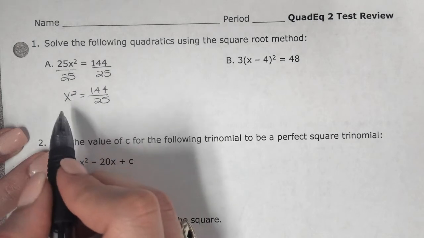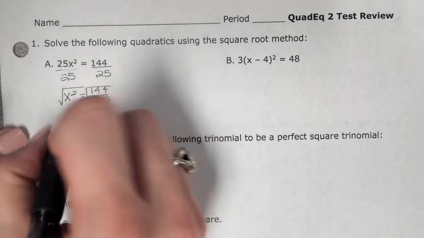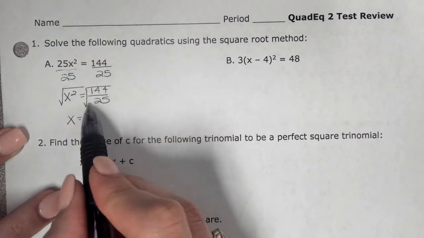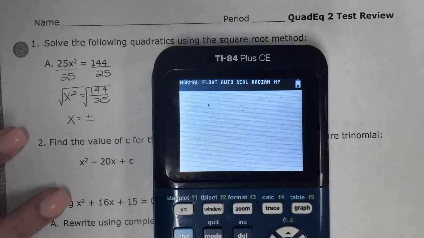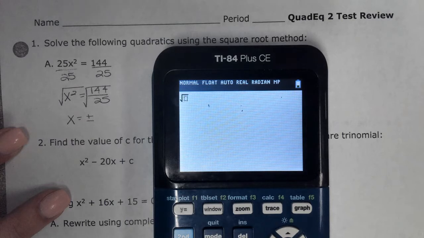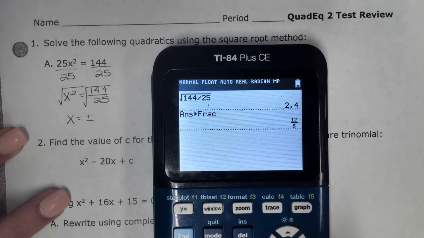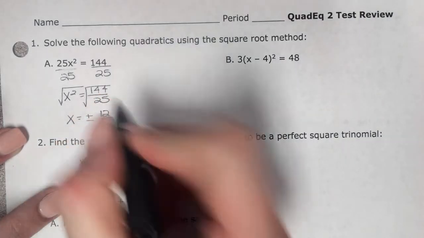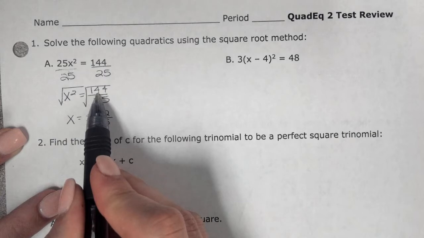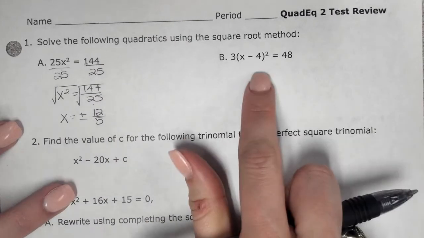To get rid of the squared, we square root. So you get x equals, anytime you square root, you have to take the positive and the negative. And you can just type this straight in. So second, square root, 144 divided by 25. Math, enter, enter, 12 fifths. So what you're doing is you're taking the square root of 144, which is 12, and the square root of 25, which is 5.